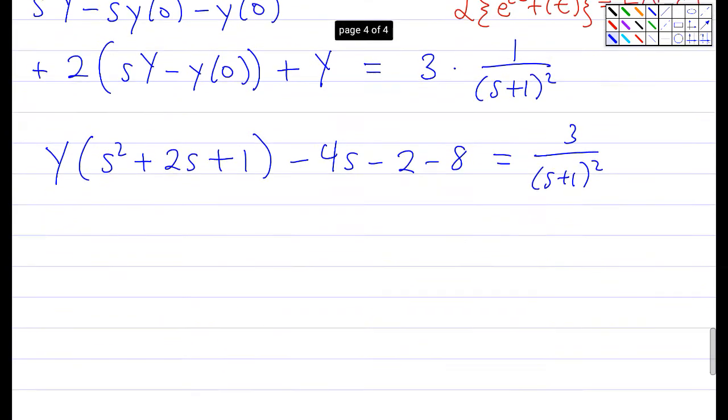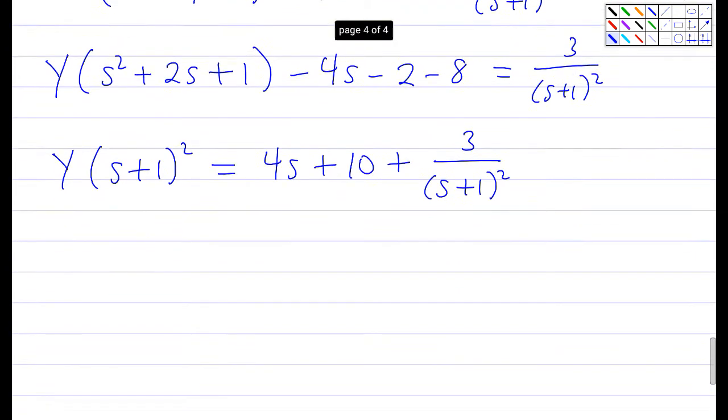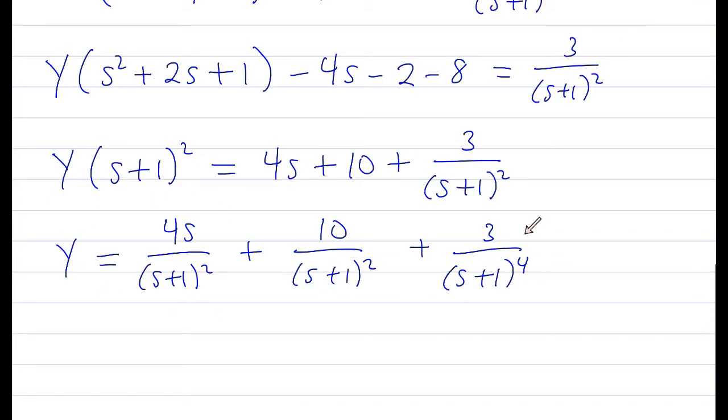All right. Remember, our goal is to solve for Y here. Y times (s plus 1) quantity squared, that's what this is. I'm going to put everything else on the right-hand side, so I get 4s plus 10 plus 3 over (s plus 1) squared. Let's divide through by (s plus 1) quantity squared, and I get 4s over (s plus 1) squared plus 10 over (s plus 1) squared plus 3 over (s plus 1) to the fourth. There we go. That's the expression for the transform of our solution.